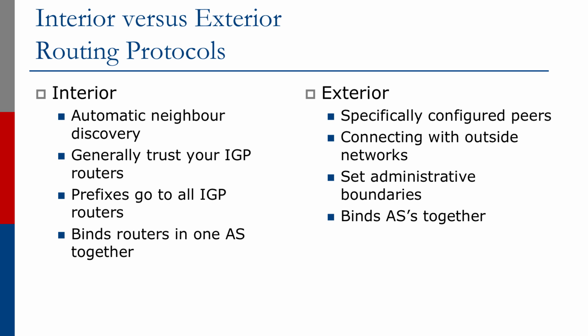With IGPs, we can do automatic neighbor discovery, whereas with EGPs, you need to specifically configure your peers. For IGPs, you generally trust your IGP routers, whereas in EGP, you need to connect with outside networks, so trust is not generally enabled. For IGPs, prefixes go to all IGP routers, whereas in EGPs, you have to set your administrative boundaries. IGPs usually bind routers in one AS together, whereas in EGPs, we're binding ASs together.